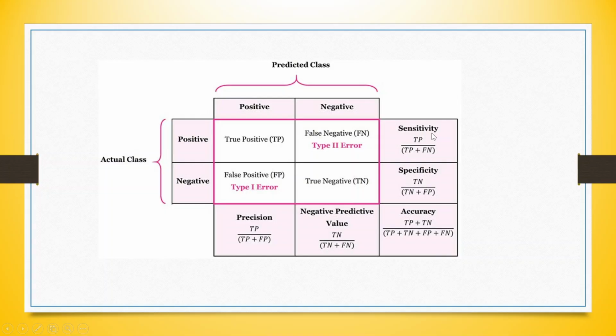Then there is a sensitivity. True positive, TP, divided by true positive plus false negative. This one is sensitivity. Then comes the specificity. True negative divided by true negative plus false positive. This one. Then comes the precision. True positive divided by true positive plus false positive. That is precision. And a negative predicted value is true negative divided by false negative plus true negative.